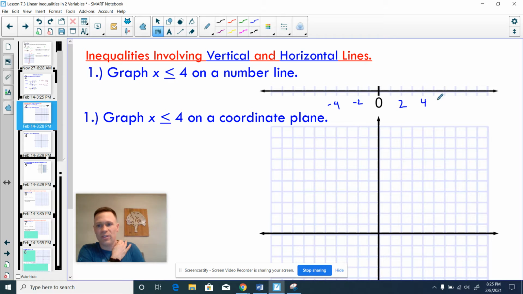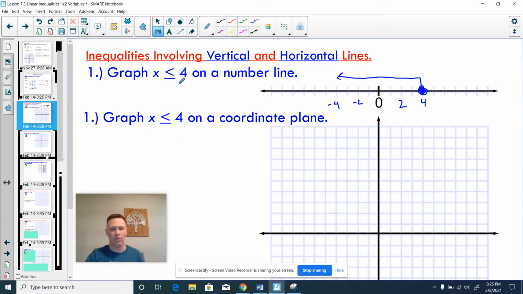So we already know that this is going to be a closed circle based on what we remember and what we summarized on the last page. And this says less than or equal to 4. So how do we indicate where the solutions are, right? On a coordinate plane, we indicate that with an arrow. I'm sorry, not on a coordinate plane. On a number line, we indicate that with an arrow. The question becomes, how do we do that in a coordinate plane?